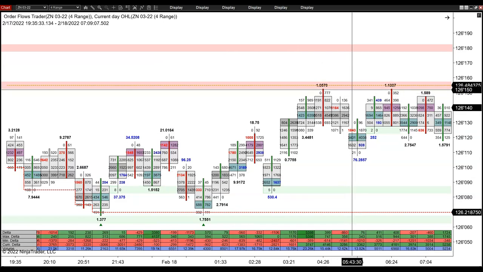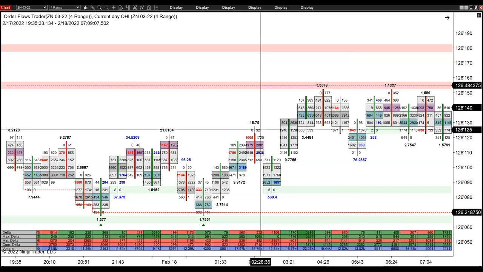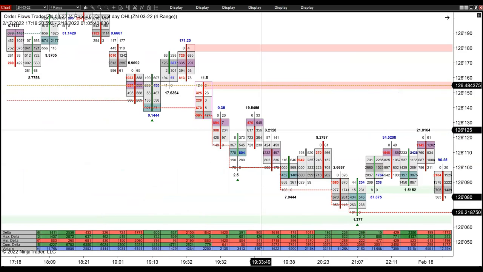Now, I'm not saying you have to trade it right at the tick. You can put your limit just before it, depending on the market, right? Understand the market that you're trading, okay?